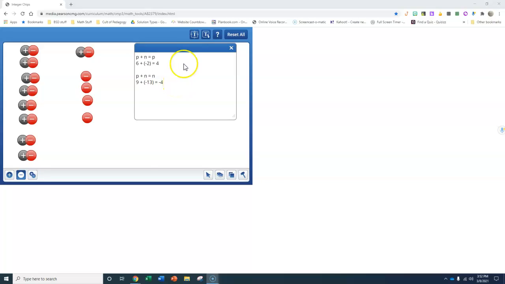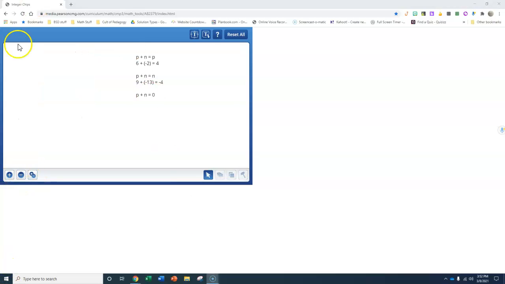And the third one in our notebook, the third example, is when I have positive plus negative equals 0. So let's put that here. So I have a positive plus negative equals 0. That's what I'm looking for. So what I'm going to do here is I'm going to clear this and start over. So I'm going to start over fresh. I'm going to start with some positives. 1, 2, 3, 4, 5, 6, 7. And then I'm going to add negatives so that I end up with 0 as an outcome.